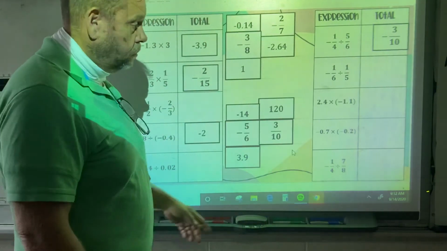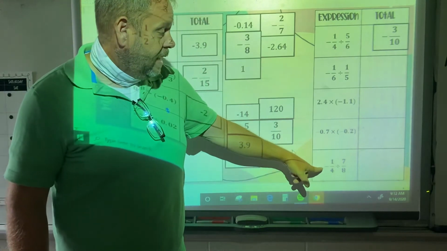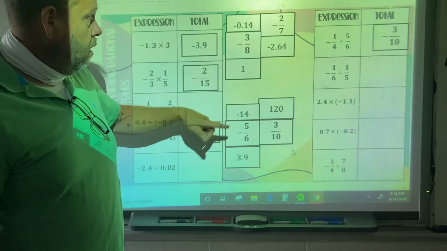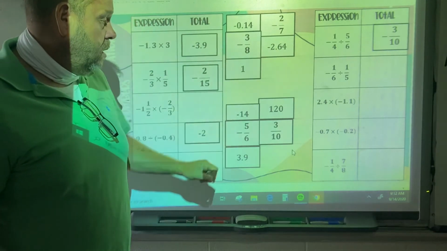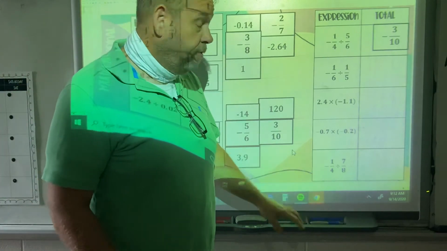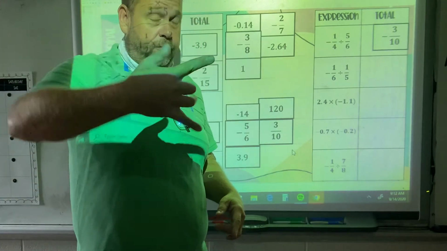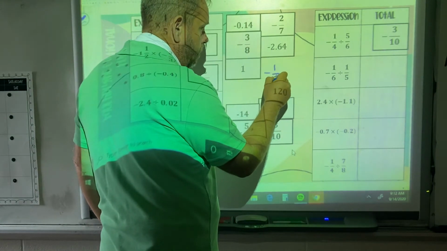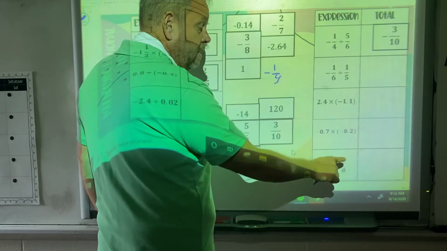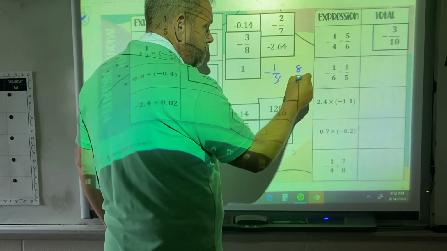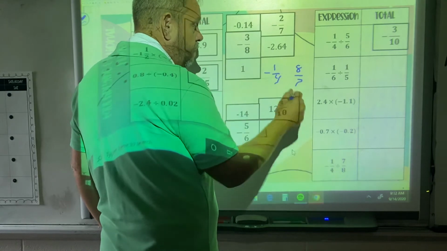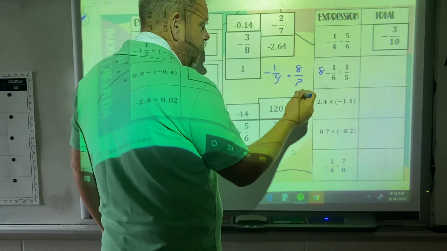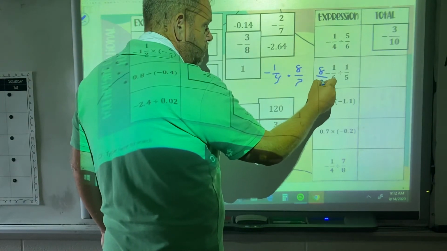All right, same concept. I got a negative and I got a positive. My answer is going to be a negative. I'm going to flip the second one, do the reciprocal. So I'm going to write this up here. It's going to be negative 1/4. I'm going to flip the second. It says 7/8. It's going to be 8/7. And when I do that, it changes the division to multiplication. So 1 times 8 is 8. 4 times 7 is 28.